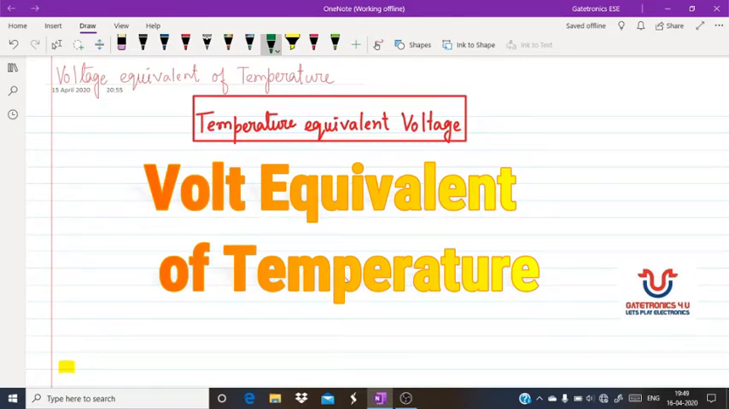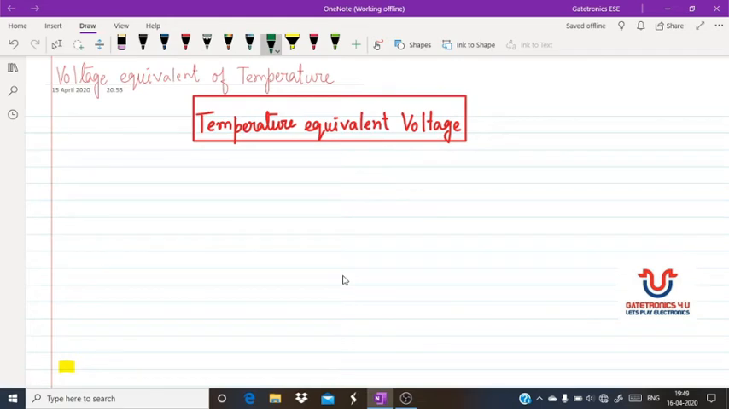In this video, we are going to discuss the temperature equivalent voltage. So let's start the topic. Temperature equivalent voltage is sometimes called thermal voltage. We will denote this thermal voltage by the term V suffix T. Now, what is the physical significance of this thermal voltage?